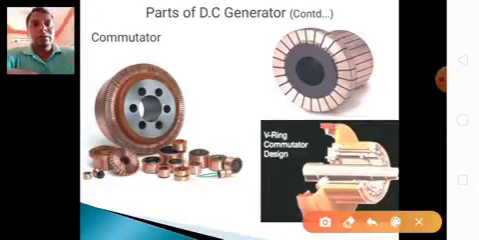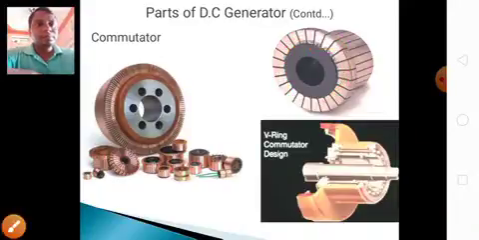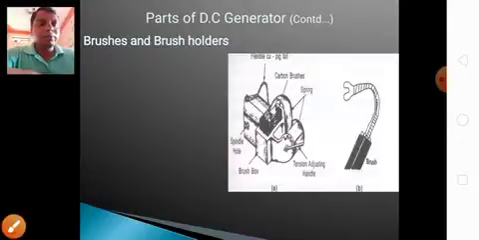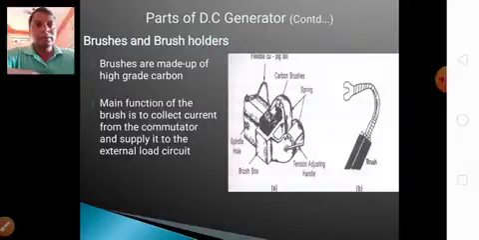This is the main commutator placed on the armature, with brushes and brush holders. Here carbon brushes are used, with brush holders to hold the brush. Brushes are made up of high grade carbon. The main function of the brush is to collect current from the commutator. The brush takes the current from the armature commutator and passes it to the external load circuit.